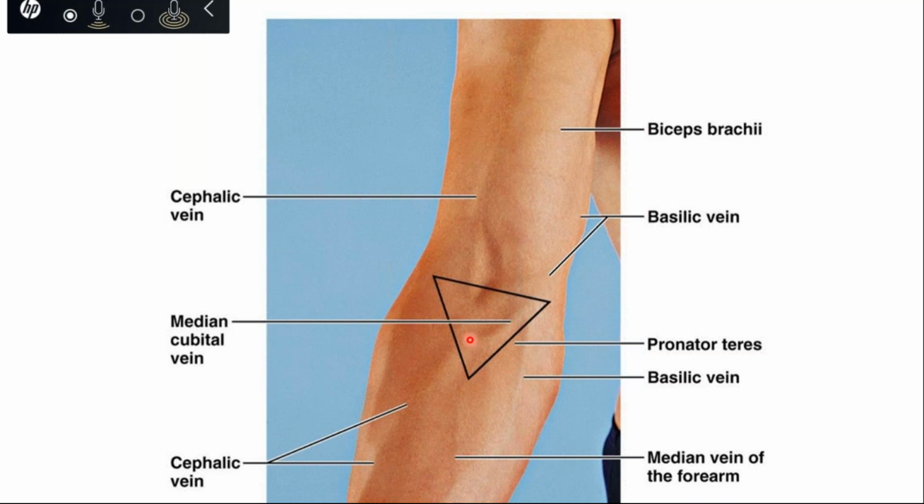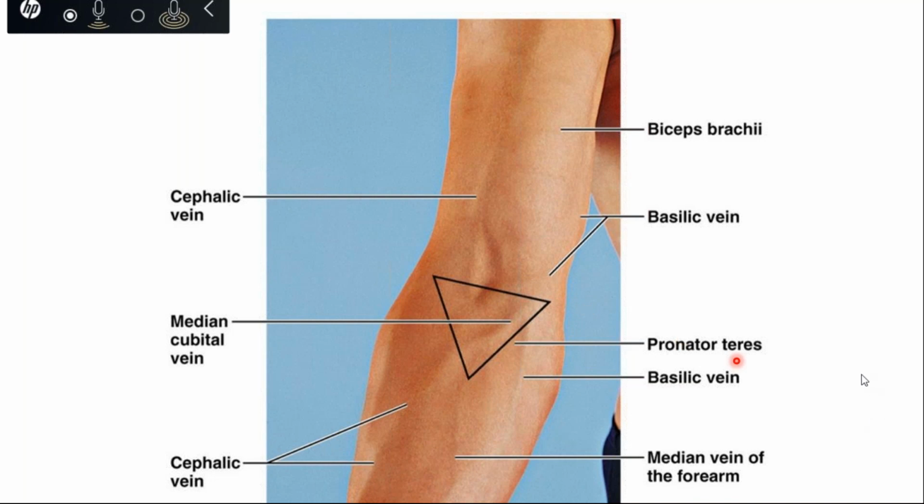In this cubital fossa, there is a vein, the median cubital vein. The median cubital vein is the one which joins the cephalic vein and the basilic vein. The lateral part is the cephalic vein and the medial part is the basilic vein. Okay, the median cubital vein.